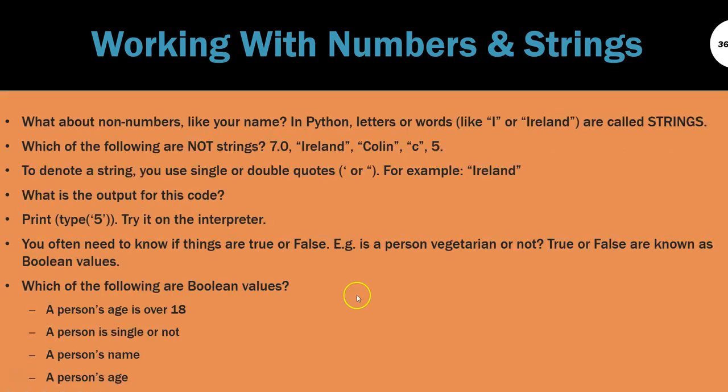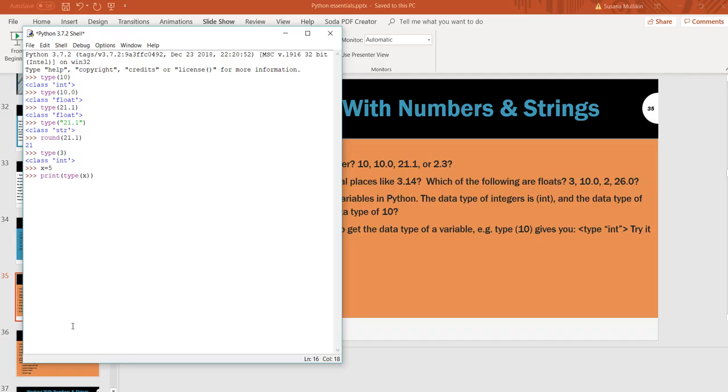What about non-numbers like your name? In Python, letters or words like I or Ireland are called strings. Which of the following are not strings? Let's go to IDLE again and try that. Remember that we assigned x equals 5, and then what we wanted to do was to find which type x was and then print the result. Let's see what IDLE does. Well, it's telling us, of course, that it is class int.